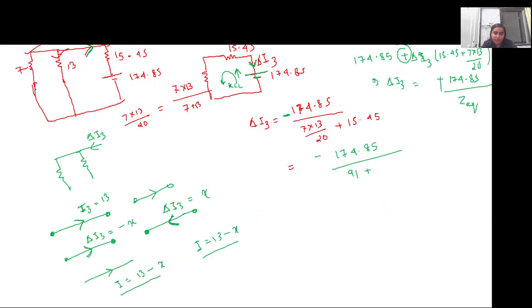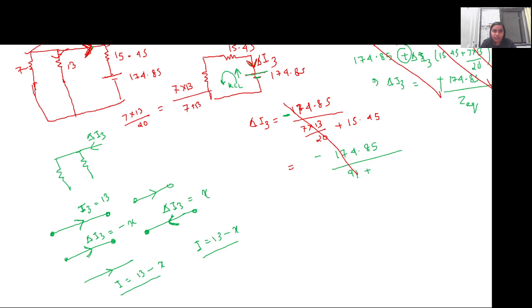Are you getting it? Yes, ma'am. So we are taking a delta I3 away from the source. You can take delta I3 in whichever direction, but make sure that when you add it up at the end, you take the direction into account. In this case we had taken the direction of del I3 to be going into the source, right? Yes, ma'am.